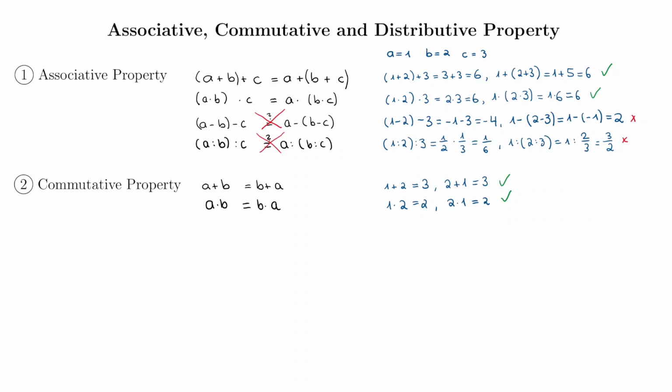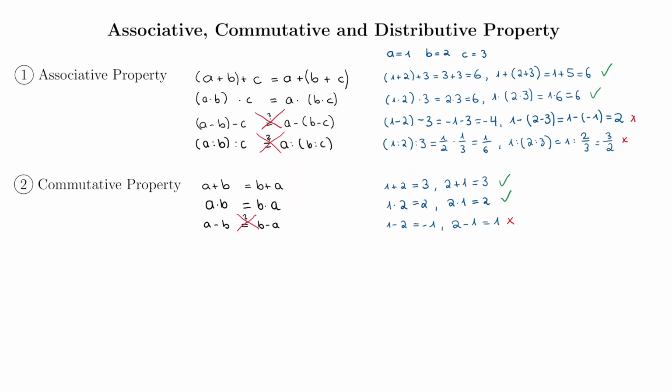Let's look at subtraction. What about subtraction? Is A minus B the same as B minus A? Is this true? Well, let's have a look at our example. So is 1 minus 2, which is minus 1, the same as 2 minus 1, which is 1? Is minus 1 the same as 1? No, it's not. So we see that subtraction does not fulfill the commutative property.